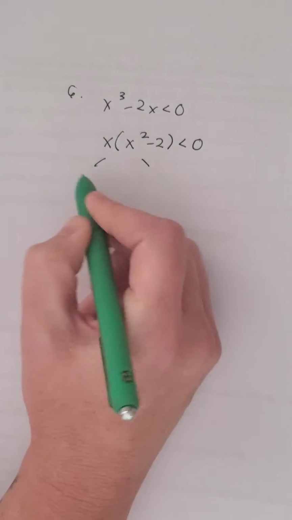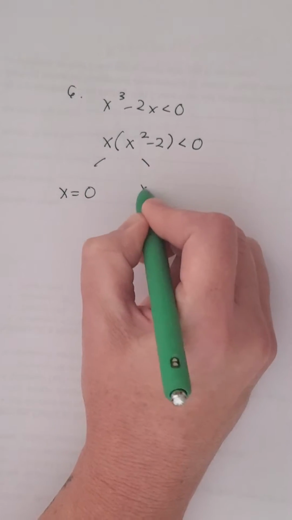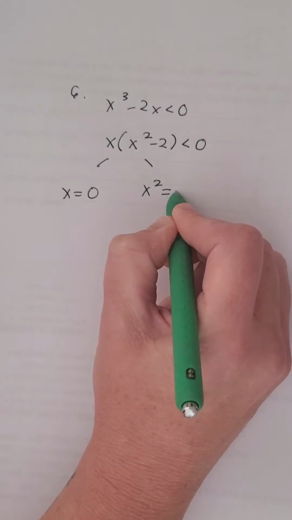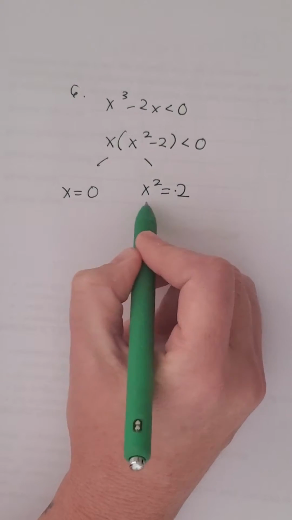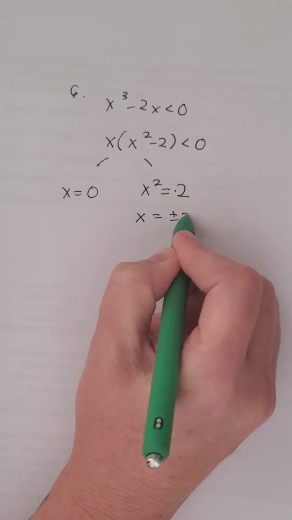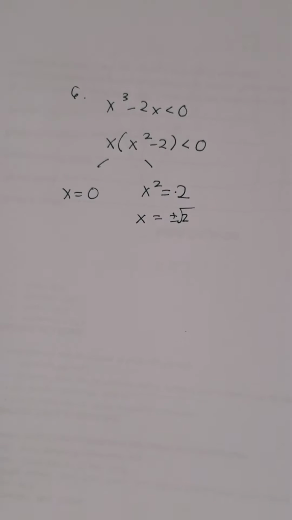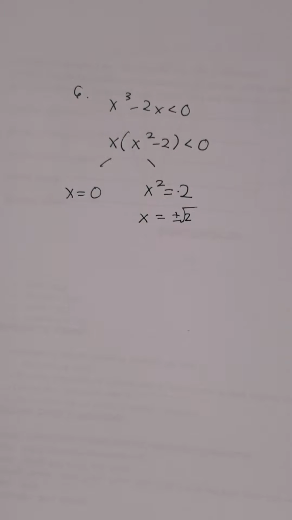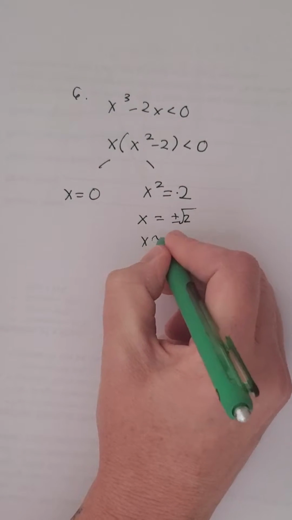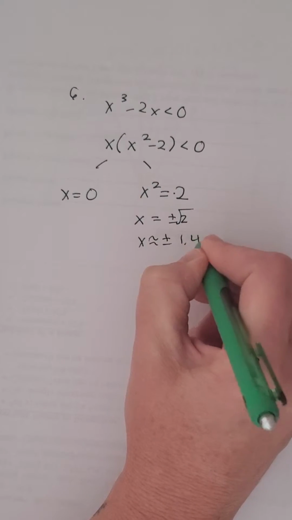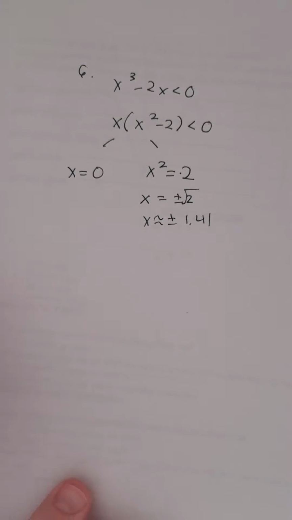And I'm going to set each factor equal to 0. And this one is already solved. This one, I'll square root both sides. I get x equals plus and minus the square root of 2. Now the square root of 2, we have to estimate that on the graph when we graph it. The square root of 2 is 1.41 about, so x is about 1.41. And we're going to sketch this graph.